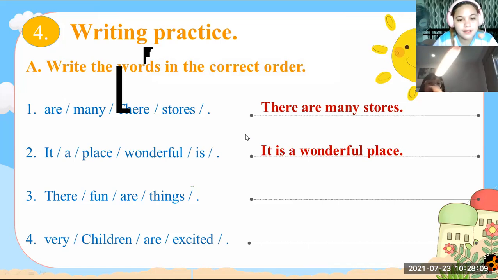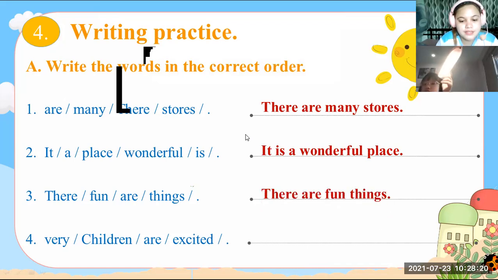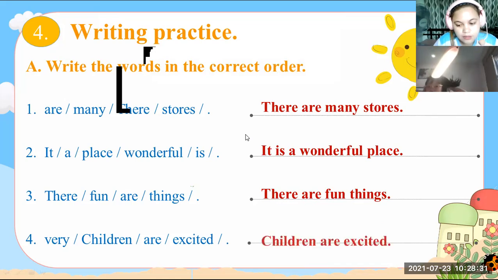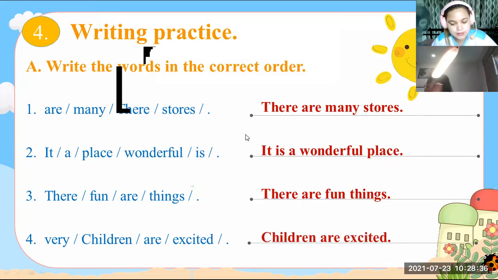Their fun are things. They are fun things. Next one, very children are excited. Children are very excited. Okay, very good, Han. Oh, wait a minute, there's wrong. There's no word very. Okay, wait a minute, let me take a picture first.